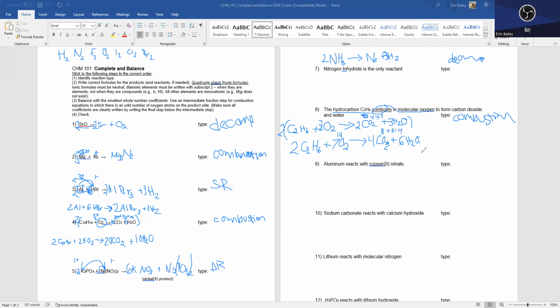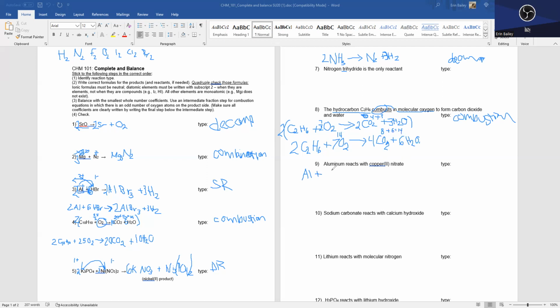And there's that one. Now we're going to do aluminum reacts with copper 2 nitrate. This is just the element aluminum, and aluminum is not one of our diatomic elements, so it's just going to be by itself. You don't need to put a subscript on it. We're just going to add copper 2 nitrate.